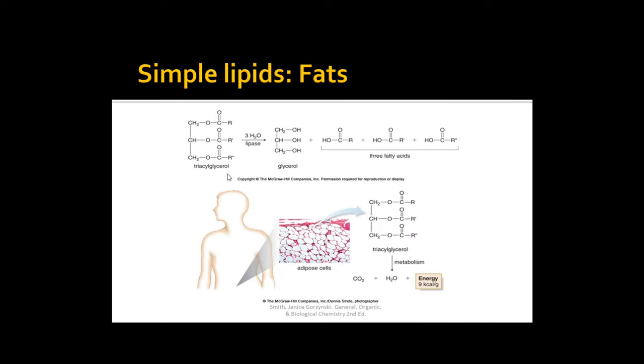These triacylglycerols undergo metabolism to form glycerol and 3 fatty acids, just the way it was formed. The fats are stored in the body in the form of adipose mass. It is stored in adipose cells, and when energy is required, these triacylglycerols undergo metabolism, forming carbon dioxide, water, and energy is released.